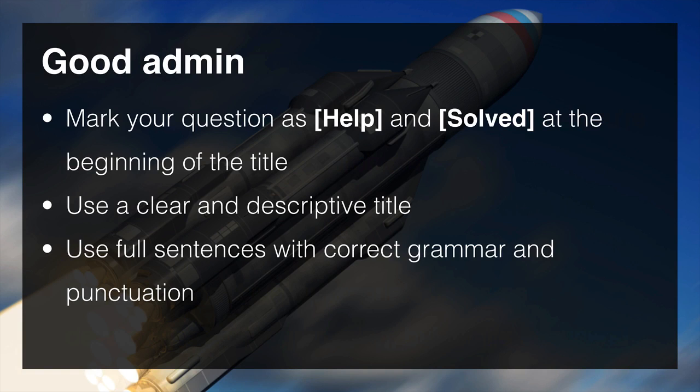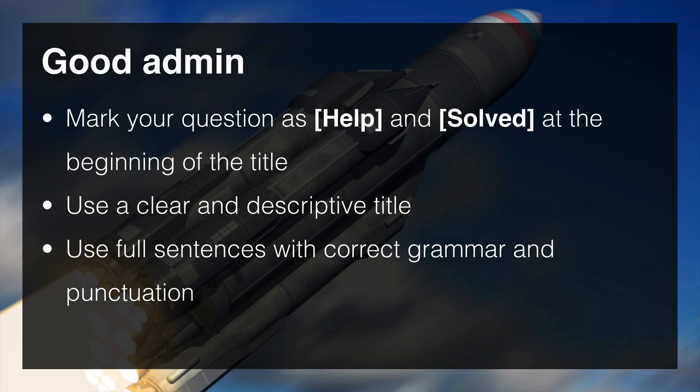So for example, if you go to a specific question and answer forum like Stack Overflow, you'll find that they have mechanisms in place to show that a question has been answered or not. We don't in our forums on Unity, and many other forums don't. So it's always useful to add in at the beginning of the title of your question to say help or solved, so that people don't have to worry about looking at questions that have already been solved. Also use clear descriptive titles and correct grammar and punctuation and full sentences when you're actually asking the question.